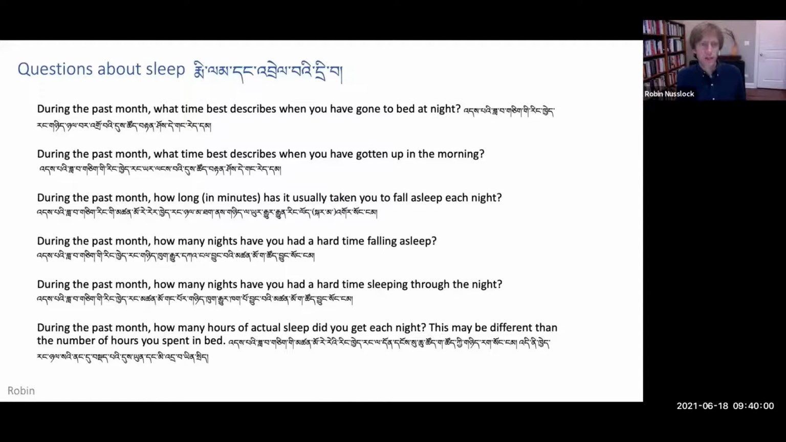But that's a great question. If we could ask people if they've had dreams, and we could also ask them if they might have nightmares that wake them up in the middle of the night that disrupt their sleep.